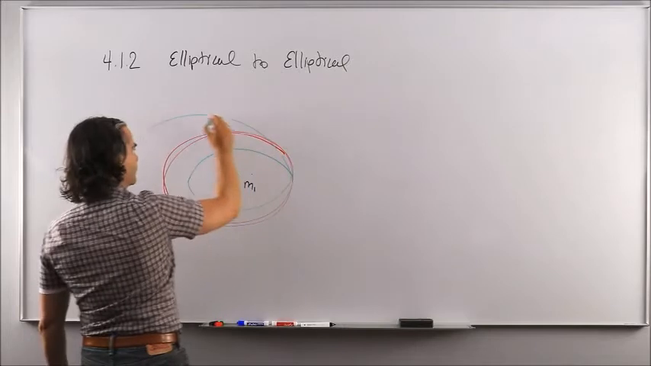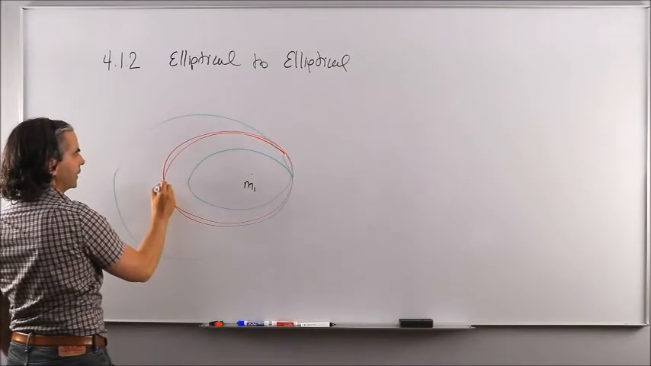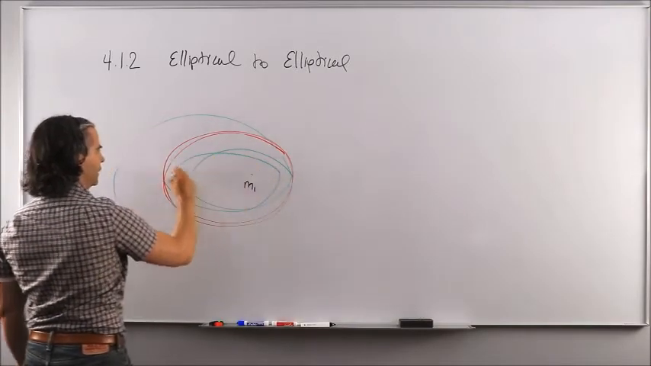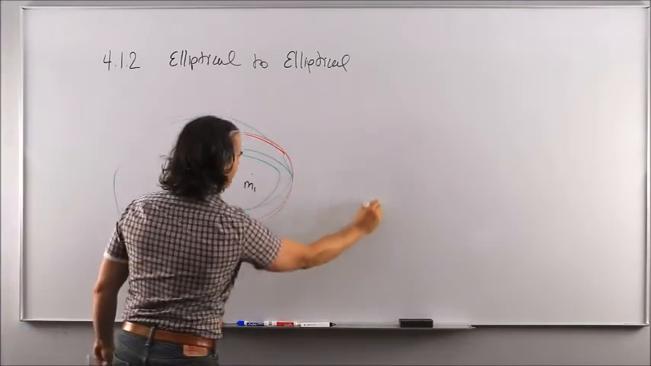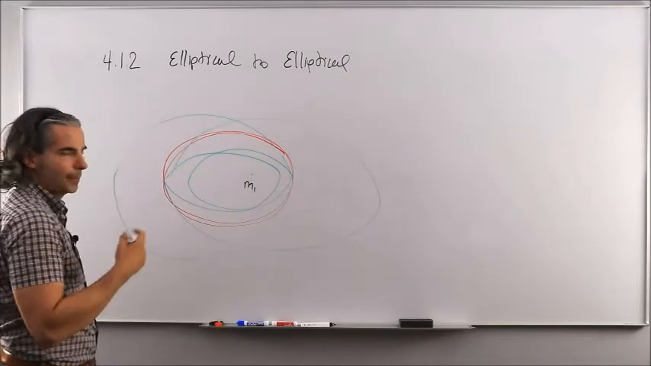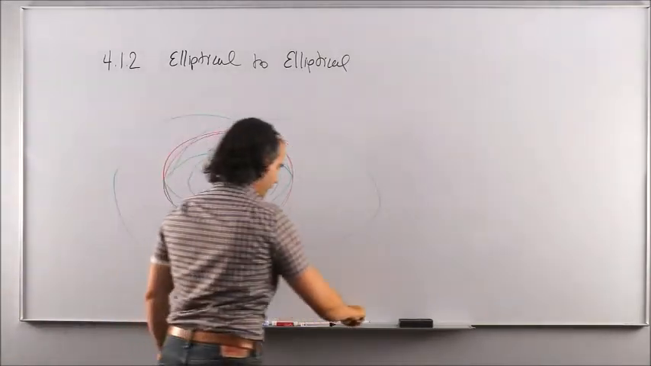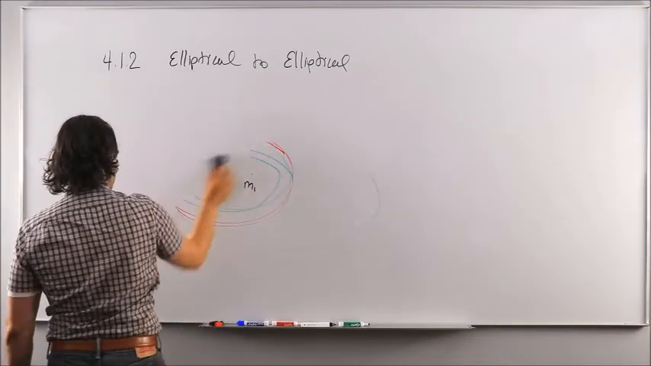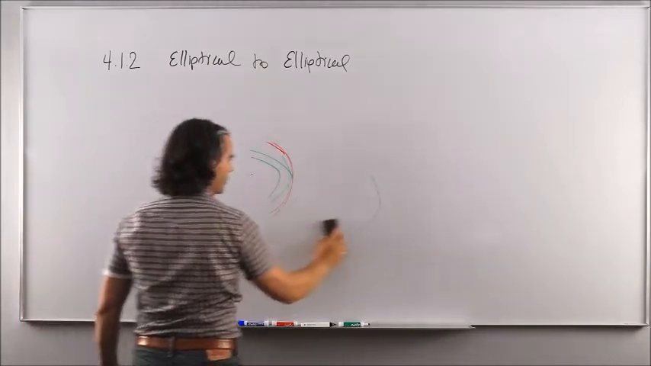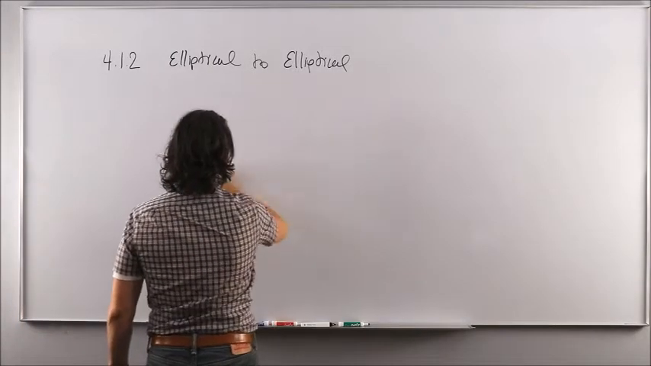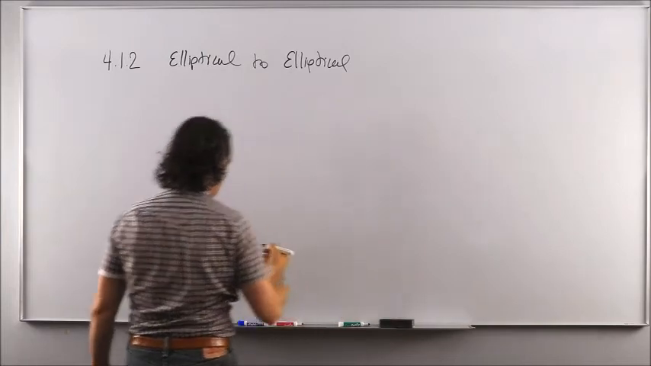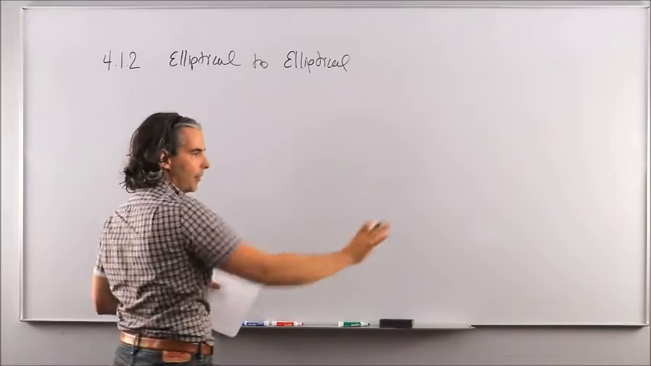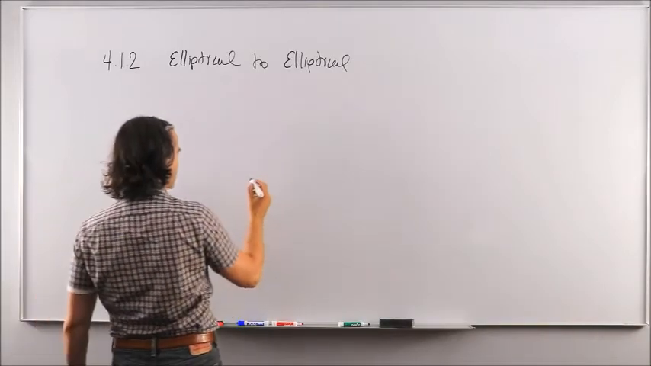Or I could apply the burn at the apogee and end up with a smaller elliptical like this, or also a bigger elliptical. So with elliptical to elliptical, you could choose the apogee or the perigee in terms of application of the orbital maneuver, and that will get you either a smaller or larger orbit. It just depends on the direction of the orbital maneuver. Is it retrograde, that slows you down, or in the same direction, pushing you forward or increasing the speed, okay?